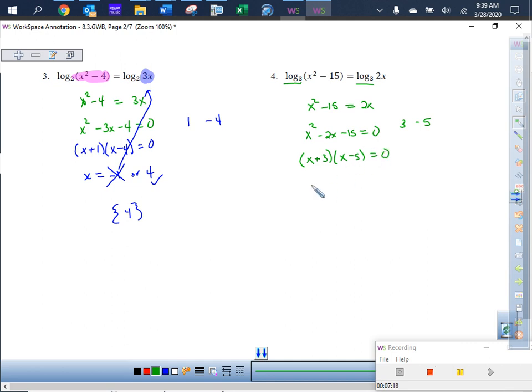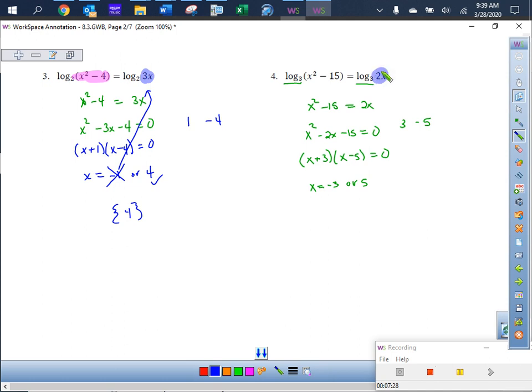Keep it equal to 0. X could equal -3 or +5. And again, we're not automatically throwing out the -3. We're going back to see if it makes the argument positive or not, because you have to have a positive argument. -3 is not going to do that. This argument comes out negative. If I put 5 in here, I get a positive argument of 10. That's good. But then I have to go check it over here. 5 squared is 25. Take away 15, which is still positive. So this one checks. Our solution is just 5.